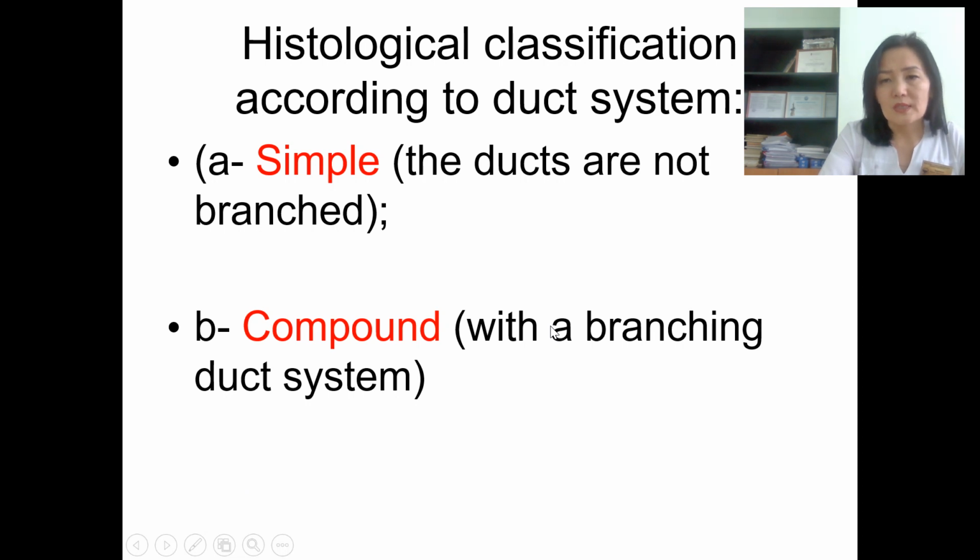According to the duct system, exocrine glands can be simple and compound. What does simple mean? Simple glands, the ducts of the simple glands are not branched. But compound means their duct system consists of many branches.